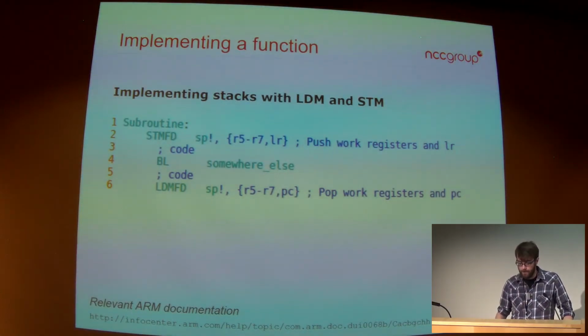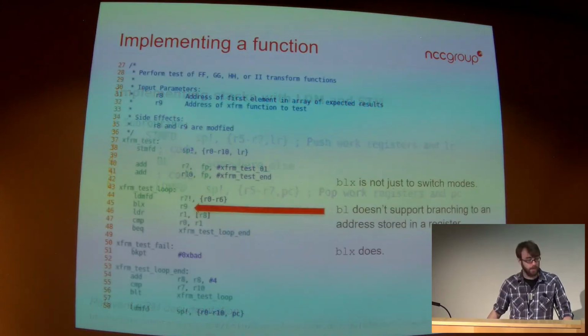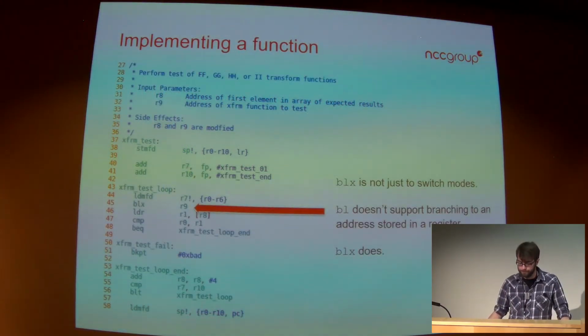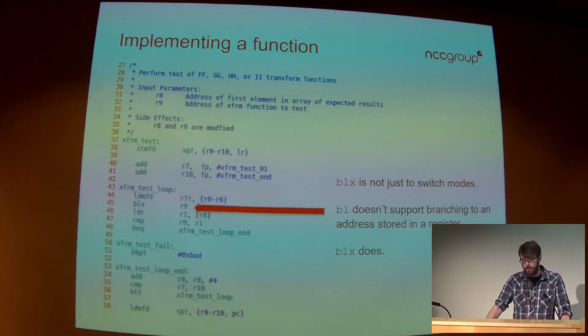So how do we go about using this? This is some of the code from the MD5 implementation I was writing just to help myself learn things a little bit. And one neat thing to note here is on line 45 there. So that branch with link and exchange, that's not just to switch modes.